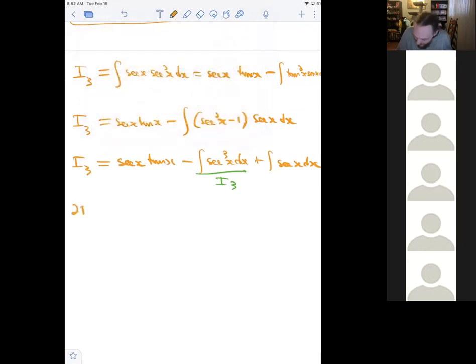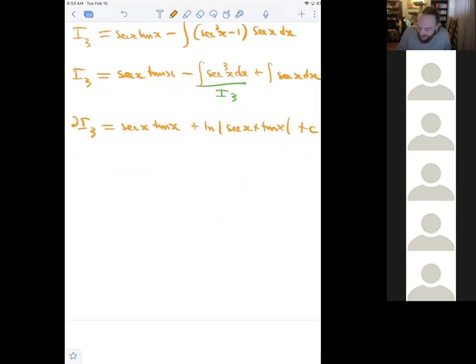So 2I3, I bring it over to the other side, is equal to secant x tan x plus the integral of secant. The integral of secant is the natural log of the absolute value of secant x plus tan x. If you haven't memorized it, that one may come up more than once. It comes up fairly often. And then now solving for my appropriate integral, I3 is equal to 1/2 secant x tan x plus 1/2 the natural log of secant x plus tan x plus c.